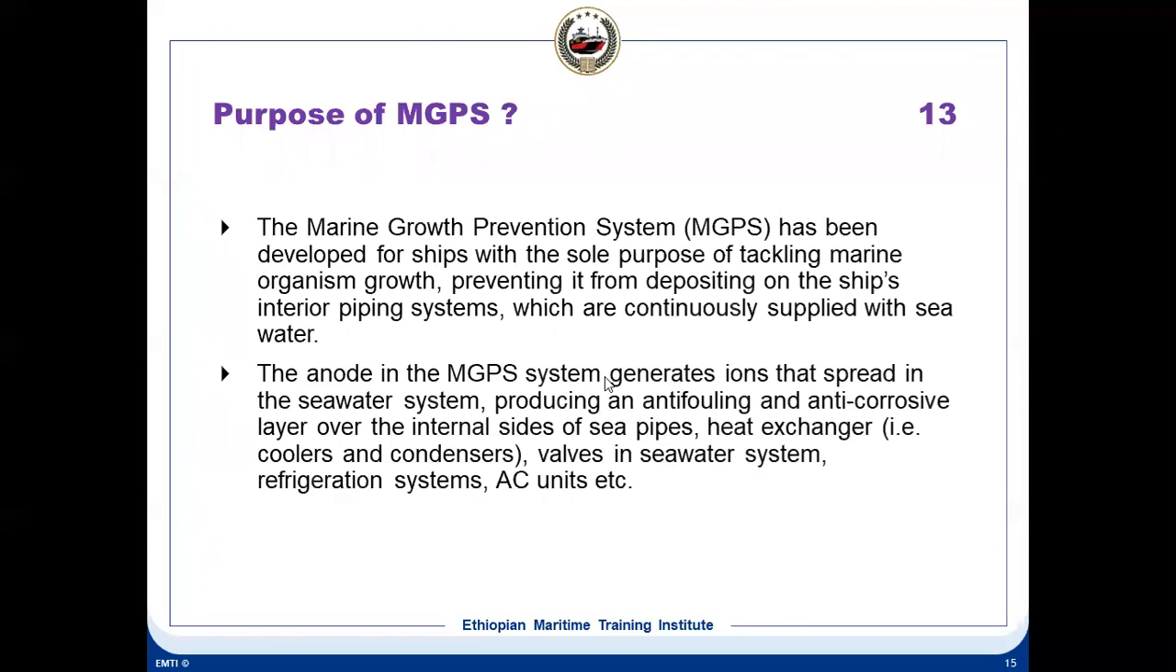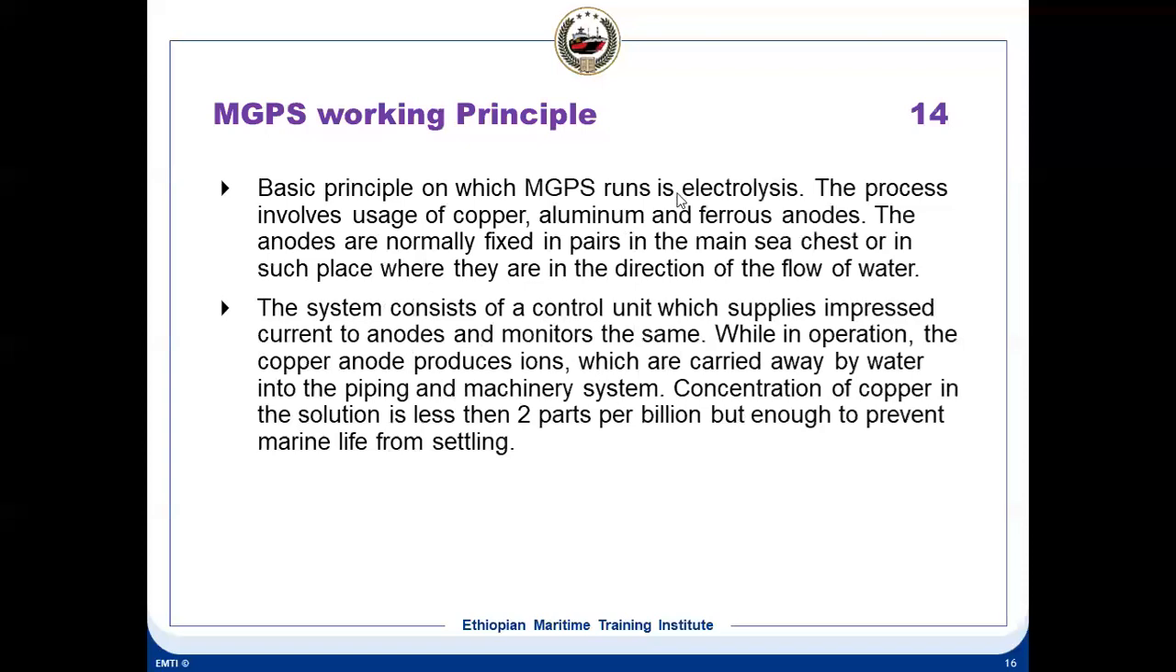MGPS generates ions. It is a process we call the electrolytic principle. What is the electrolytic principle? It is the process by which any ionic substance is decomposed into a simpler substance when electric current is passed. When the electric current is passed, you get decomposition, like electroplating, which is also an electrolytic process. So the anode in the MGPS system generates ions that spread in the seawater system, producing an anti-fouling and anti-corrosive layer. One is the anti-fouling effect, the other is the anti-corrosive effect. So the basic principle is electrolysis.